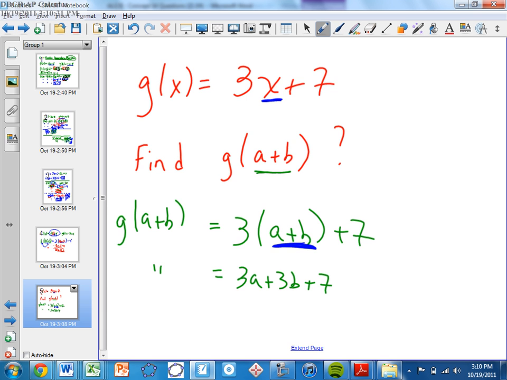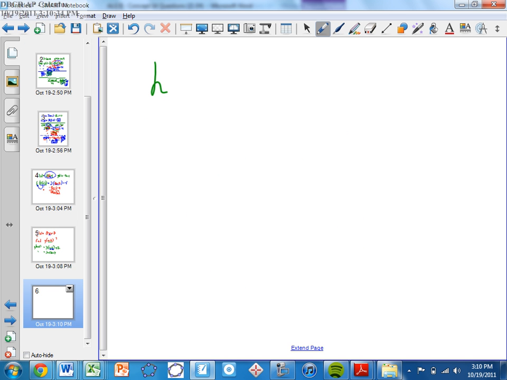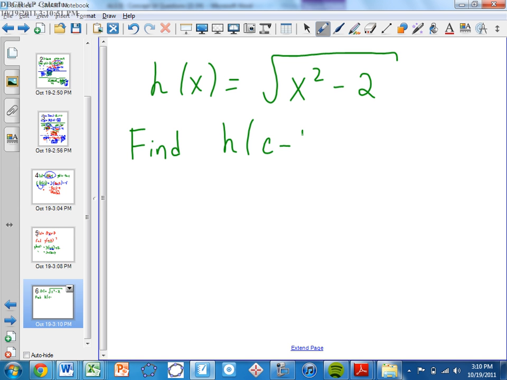Let's do another example. I'll go back at the end, all right? Just leave a space for it. This one's going to take you a little more work to do. Try it on your own. It's a little bit more challenging. Same steps as last time. The original function is defined as h of x. I want to know what is the value of h of c minus d.